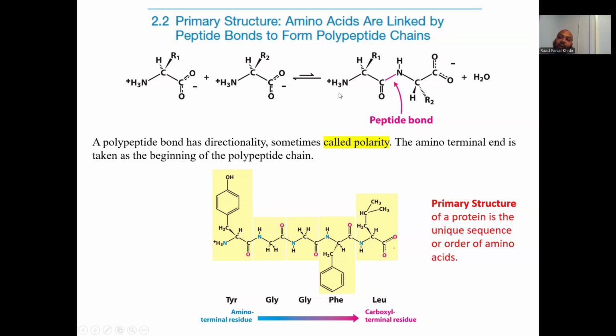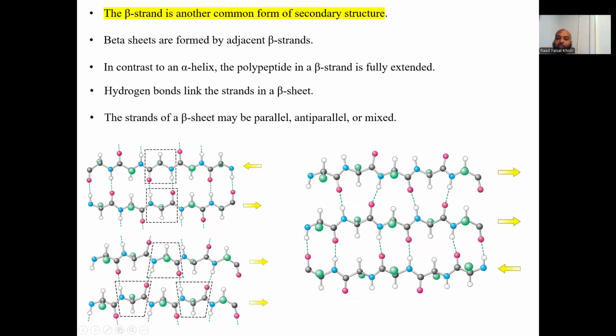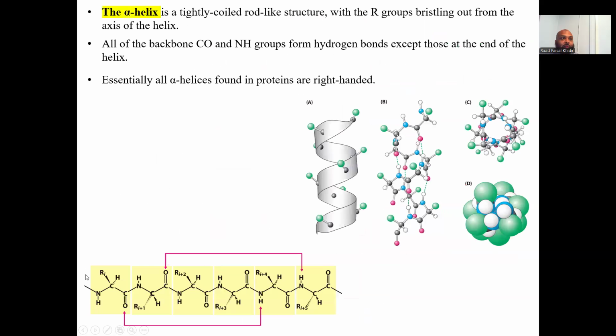And on the other side, you had 2 H's. They're gone. So now you have H2O and a bond between the N and the carbonyl carbon. So look for your carbonyl carbon. Where is the carbonyl carbon? That's the carbonyl carbon, and that's the N. So the peptide bond is between the carbonyl carbon and the nitrogen.